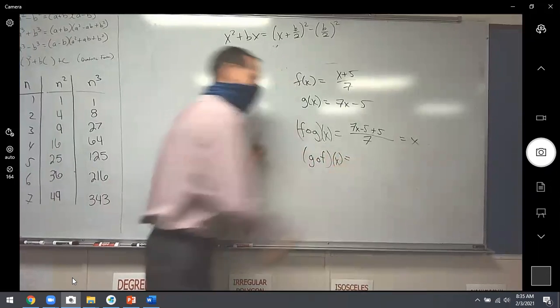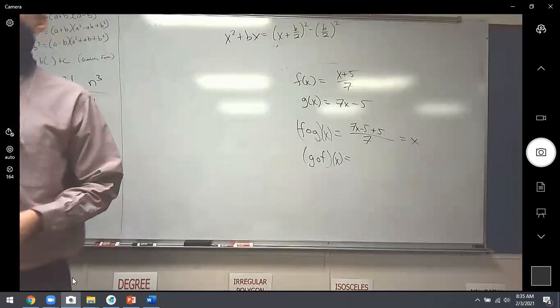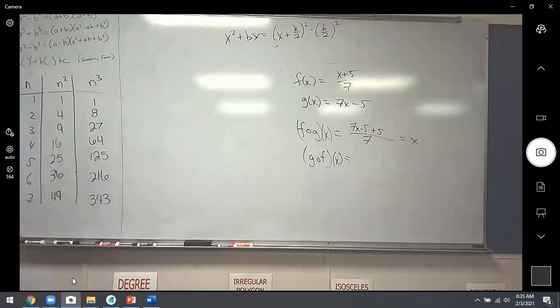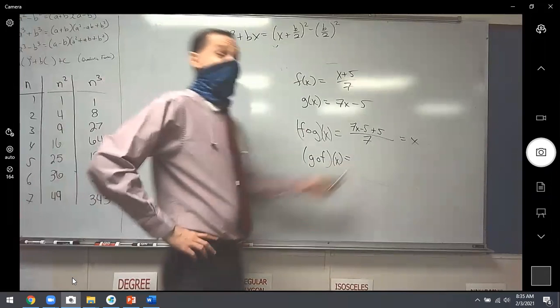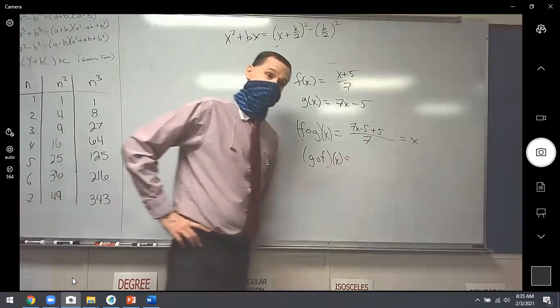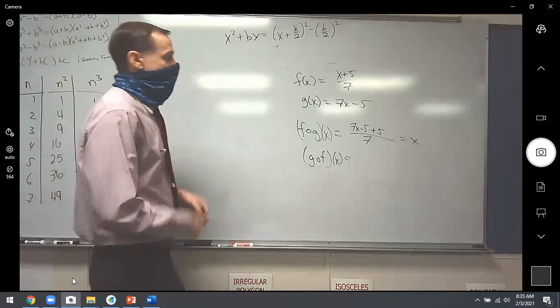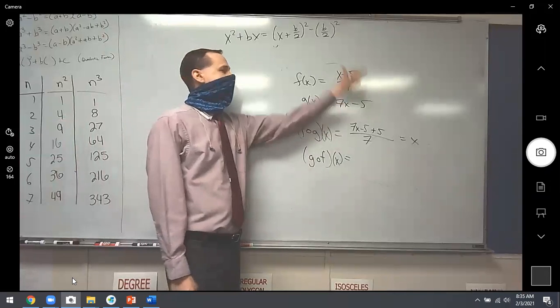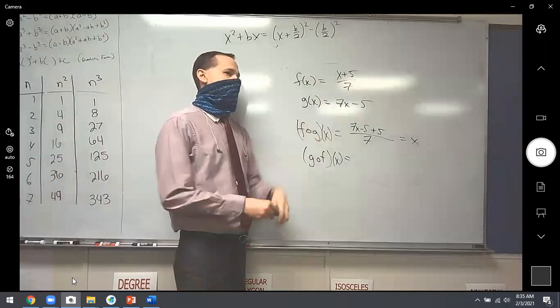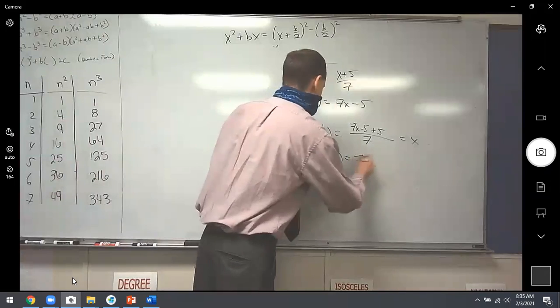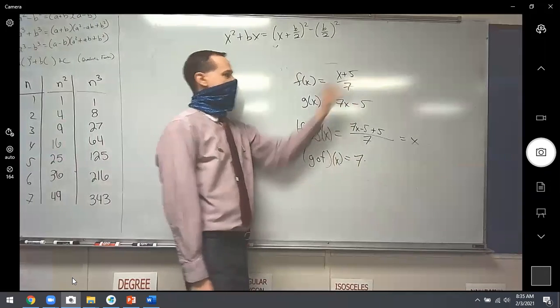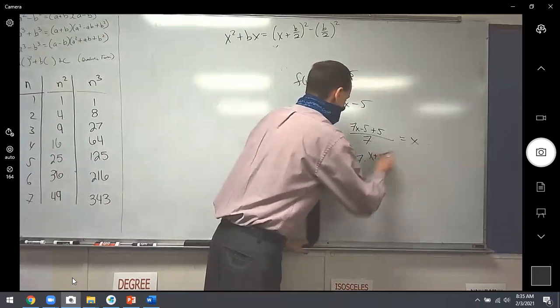Don't just go one way, f composed with g, try the other way, g composed with f. It's like a 99.9% chance if you got x for one, you'll get x for the other, but check anyway. And this means plugging f into g. So I'm going to take this whole f equation and plug it in for this x in g. So now I'm going to have 7 times what I'm plugging in, which is x plus 5 over 7.